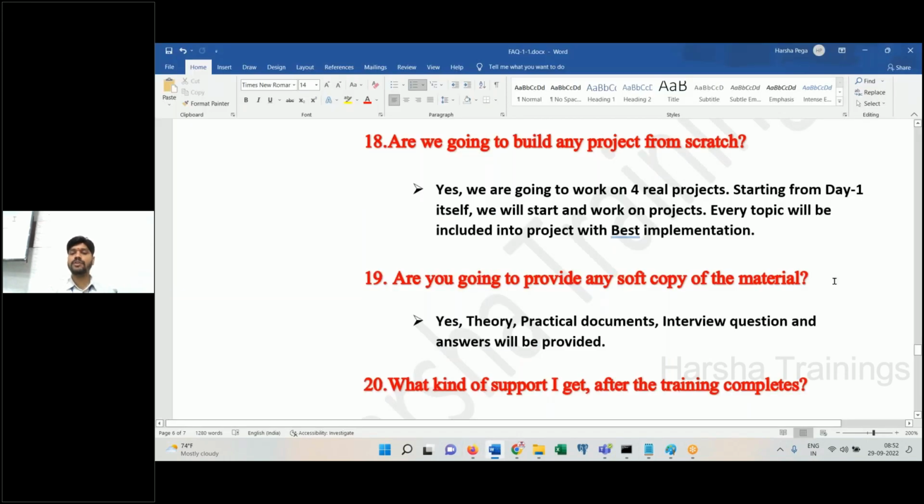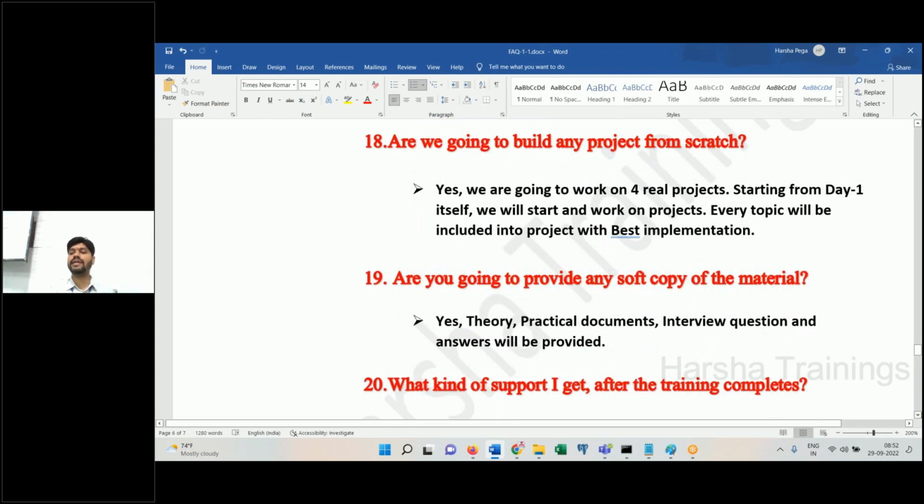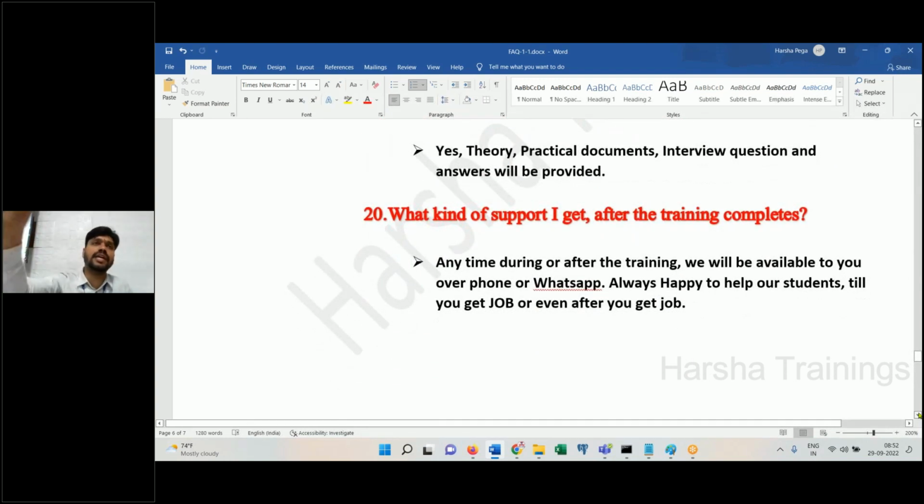Okay, and here you go. What kind of support am I going to get after the training gets completed? This is one key point. During the training or after the training, anytime, 1 year, 2 years, 3 years, you are considered to be students of Harsha Trainings only. And anytime you can come back to us, call us or WhatsApp us, and you can request any technical help, no problem.